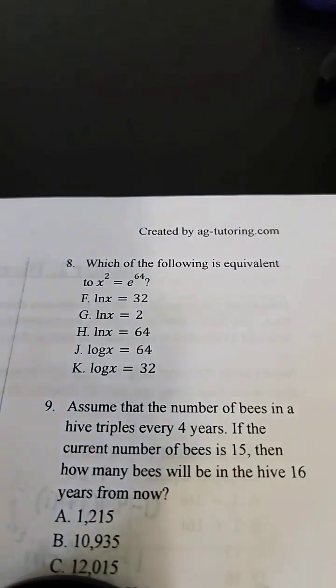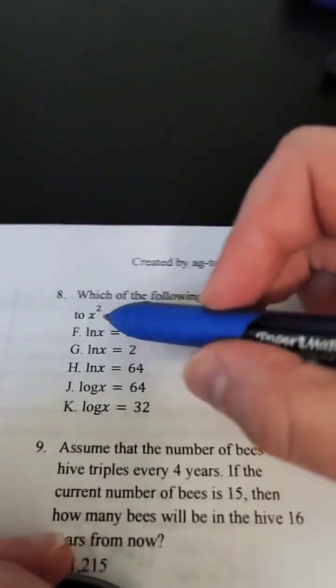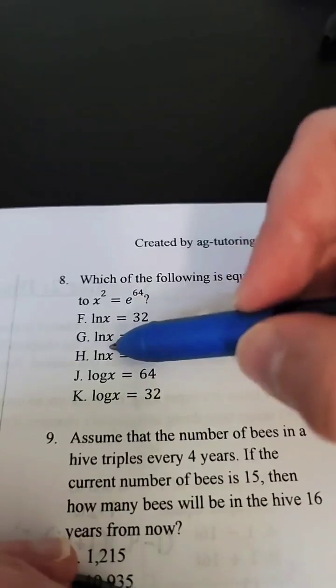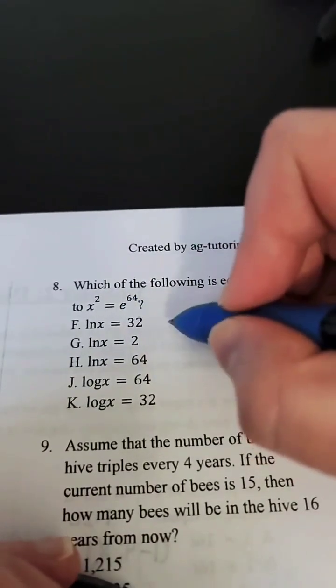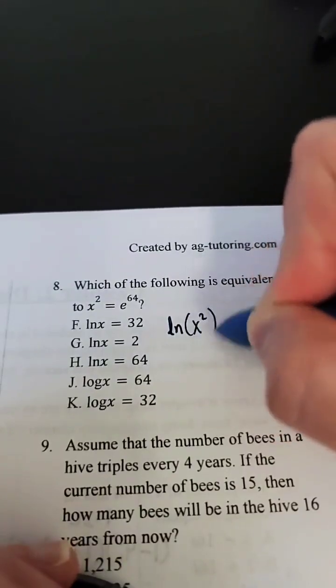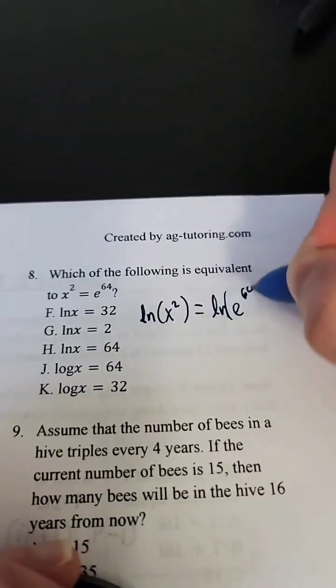Okay, it says, which of the following is equivalent to this right here? So what we're going to do is, you can use the answer choices to help you, and I see that there's e involved, so it's probably going to be the ln. So I'm going to take the ln of each side. So I'm basically saying I'm going to take the ln of this, x squared, on the left, and then the ln of the right stuff.